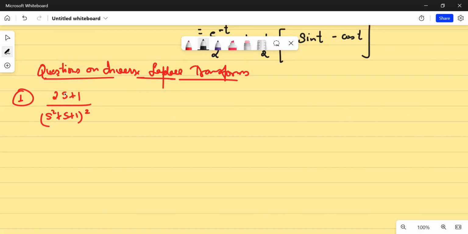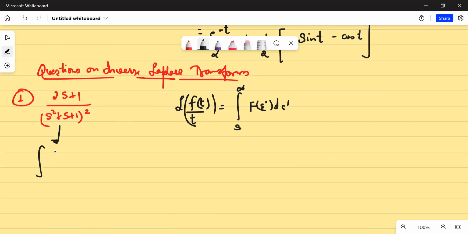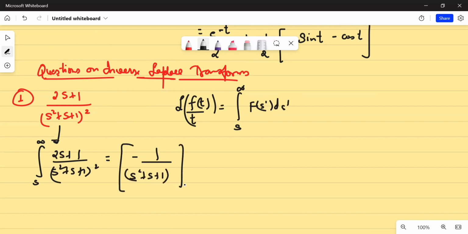So what you can do, you can try to integrate this. I've told you the Laplace transform of f(t) upon t is simply the integration from s to infinity of F(s') ds'. If I integrate this, this is my derivative and this is my function, so it will be equal to minus of 1 upon (s square plus s plus 1), from s to infinity. So again, I'll get 1 upon simply s square plus s plus 1.